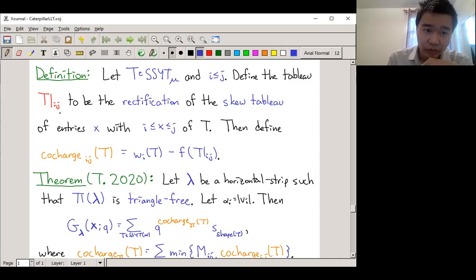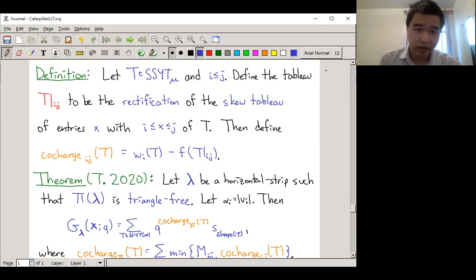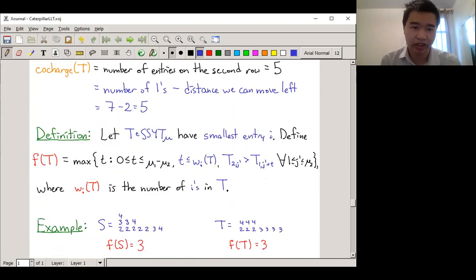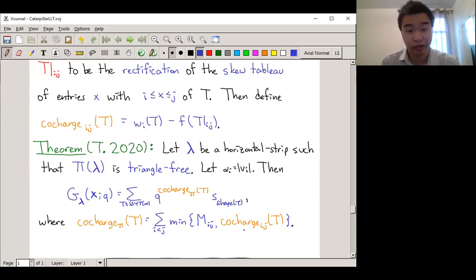t restricted to i's and j's. Oh, okay. Yeah, this is a bit unfortunate with the internet connection. I was just saying that in general, what I do is I restrict a tableau to entries between i and j and rectify it. And then this idea of co-charge sub i,j is just the number of i's minus the distance I can move the bottom row left, which kind of agrees with this situation. And then that gives me a combinatorial Schur expansion of these LLT polynomials.